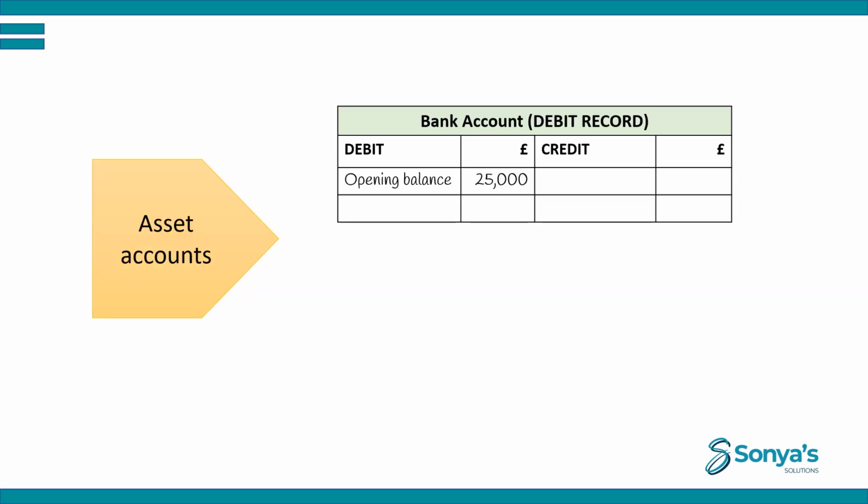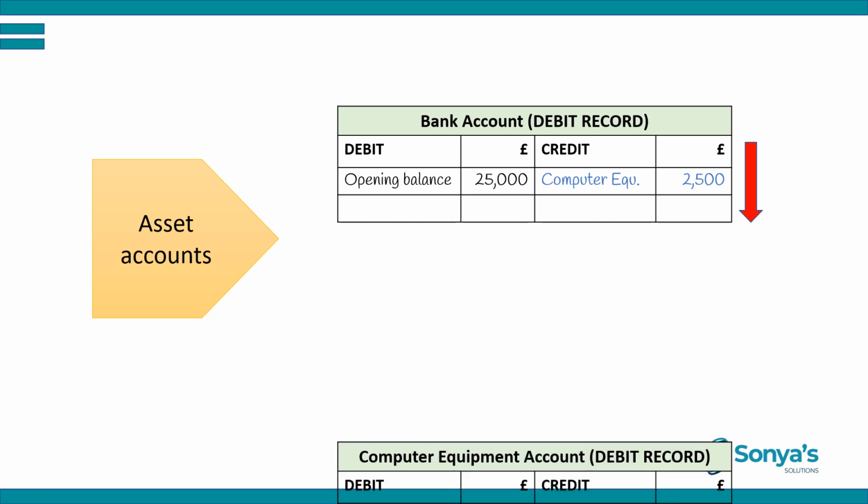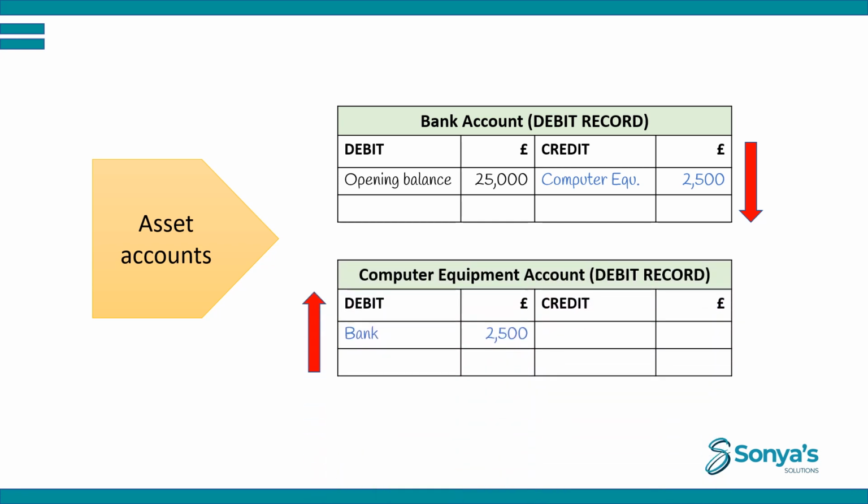Let's remind ourselves that equal and opposite transactions can be double entered in any combination of accounts. Here we have a bank account which shows the business holds £25,000 in the bank. If the business were to purchase computer equipment costing £2,500, we reduce the bank balance with a credit entry, and we record that the business now owns computer equipment. We've exchanged the asset of cash for a physical asset.